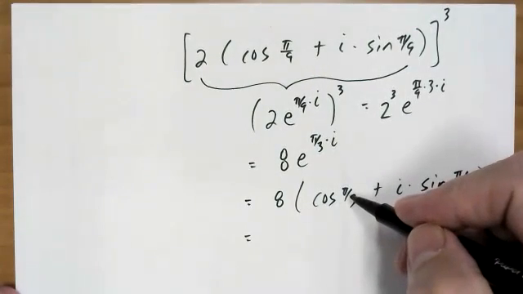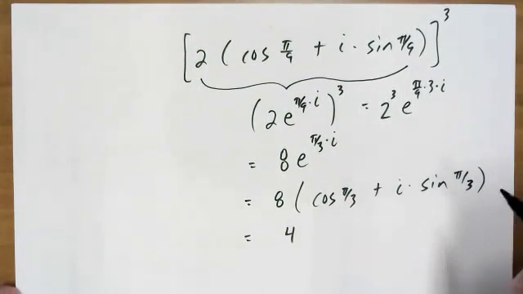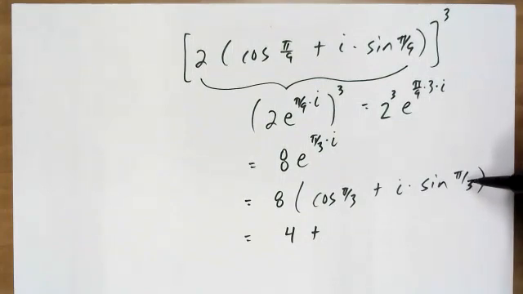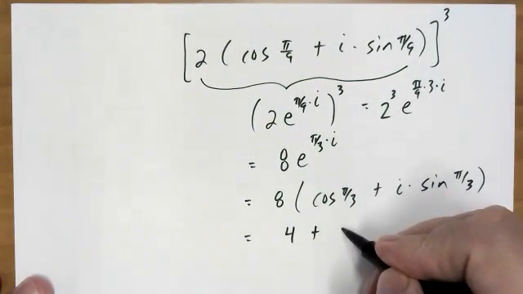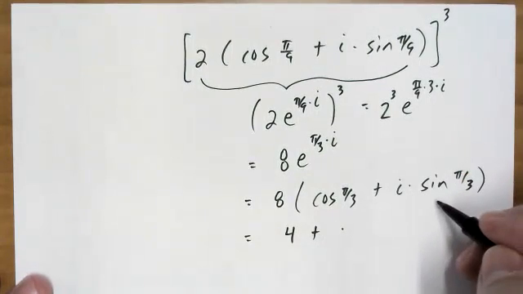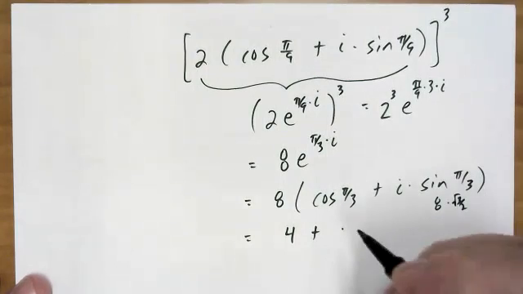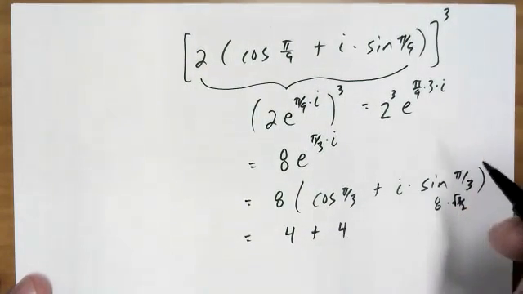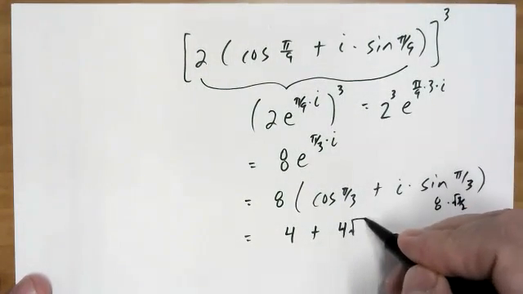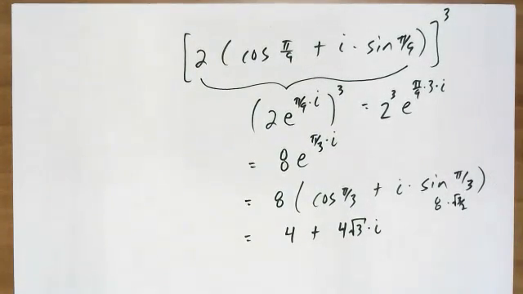So cosine of pi over 3 is 1/2. Looks like it's 4. Sine of pi over 3 is square root of 3 over 2. So it's 8. Let's do this. 8 times square root of 3 over 2. So it's like 4 square root of 3 times i.